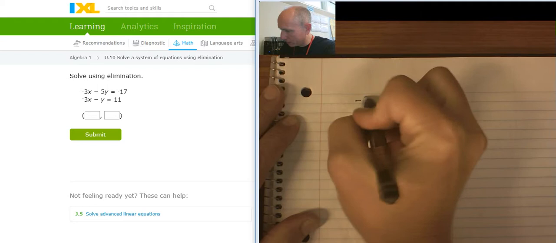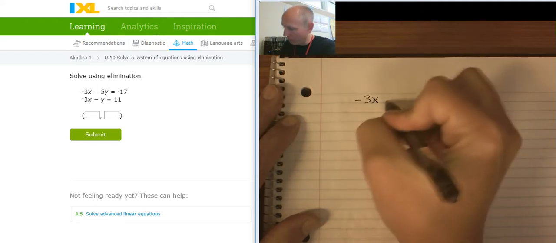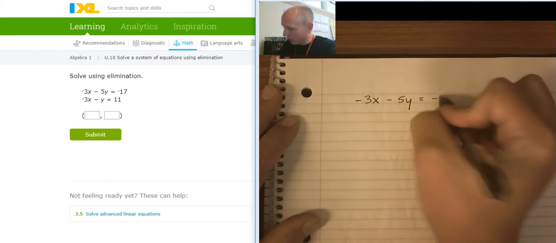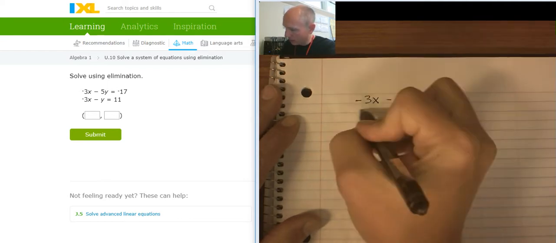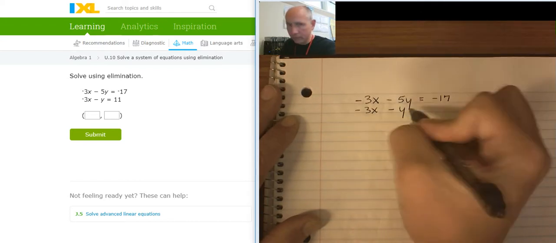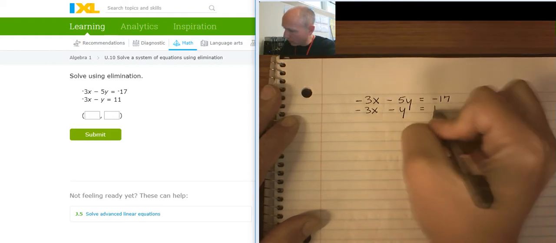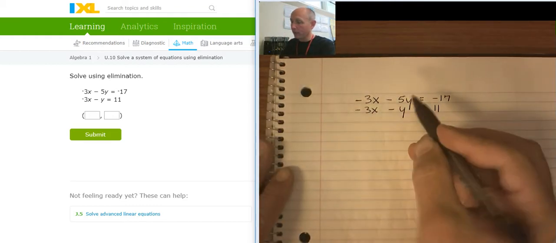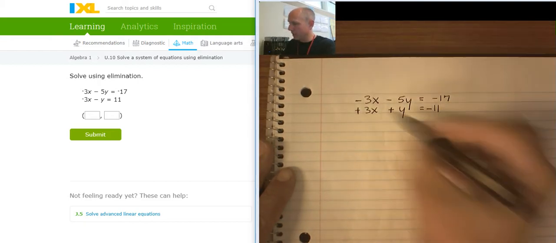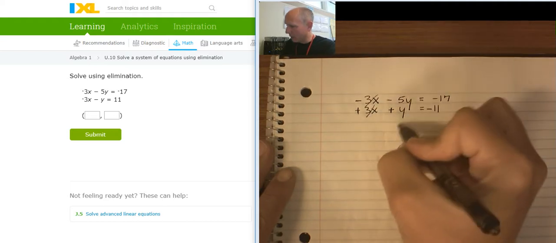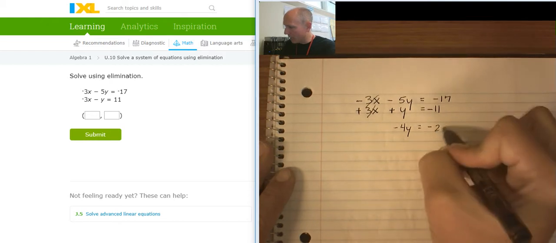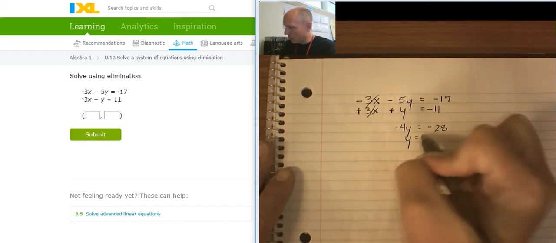Negative 3x minus 5y equals negative 17. Negative 3x minus y equals 11. The x's want to cancel out, but I'm going to change. There we go. Changing all the signs. They are gone. Negative 4y equals negative 28. Y equals 7.